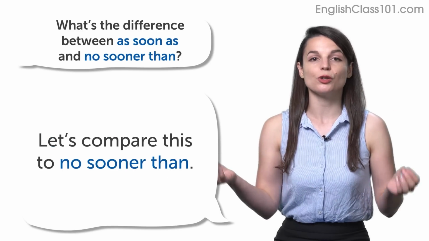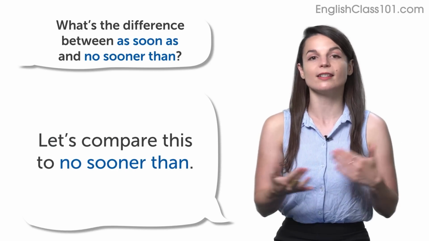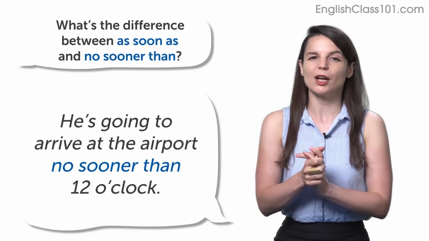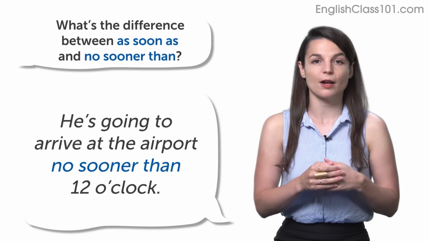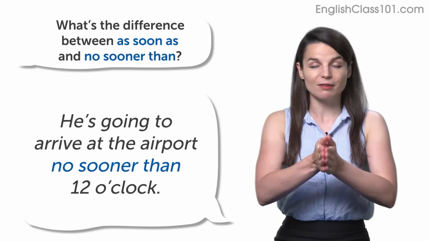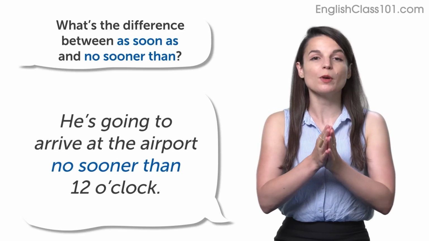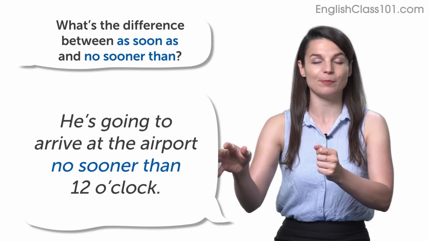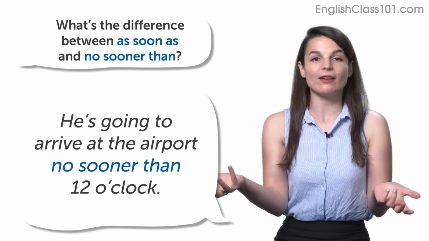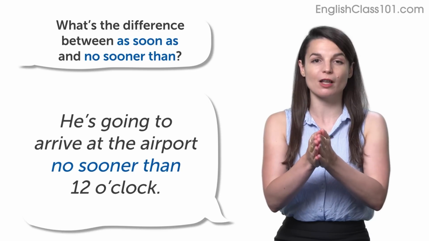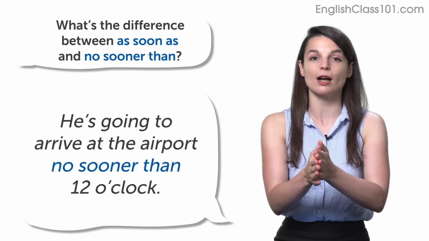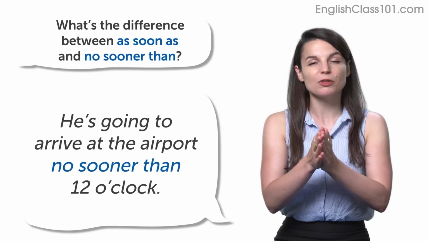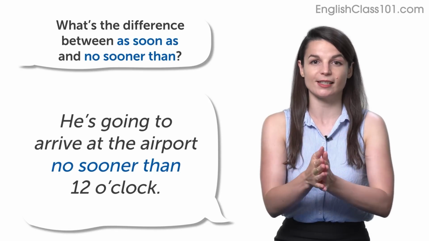Let's compare this to no sooner than. So let's take a look at an example sentence. For example, he's going to arrive at the airport no sooner than 12 o'clock. This means that some action is going to happen, and we want to express that the action will not happen before a certain time. In this case, he's not going to arrive at the airport before 12 o'clock, but sometime after 12 o'clock is possible. So in this case, he's going to arrive at the airport no sooner than 12 o'clock expresses this idea.